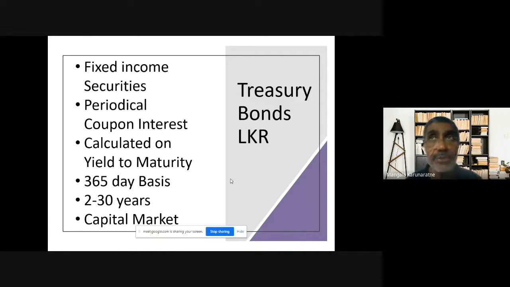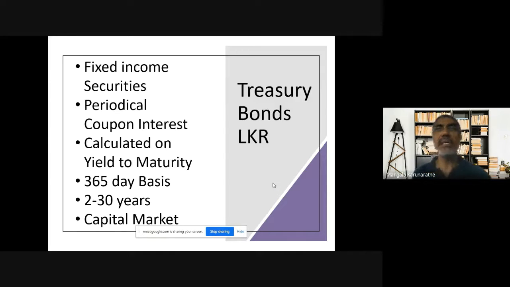I know you do this every day, so it's a very familiar area for the money brokers. I really know, but I want to go through this just to recap what we have done already. 2 to 30 years. We say 2 to 30 years.